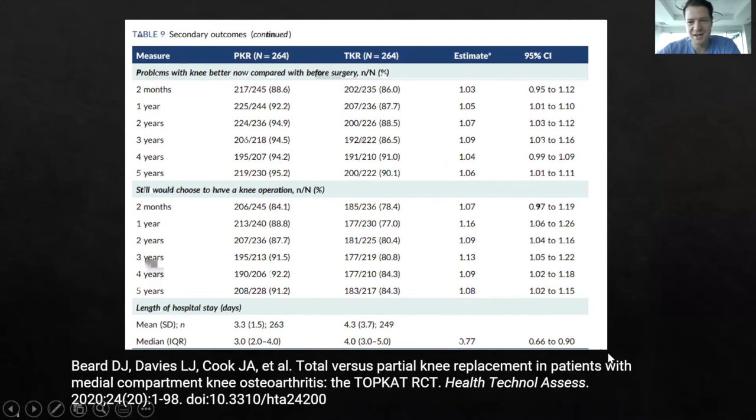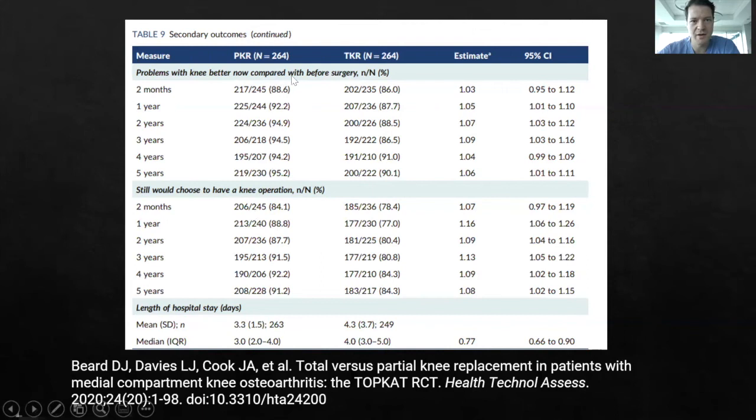It has a lot of data on it, but I want you to focus on this column, which is the partial knee, and this is the total knee. And what they're looking at is patient satisfaction with these procedures. So they ask the patients at various time points up to 5 years after the procedure, does your knee feel better than it was before surgery? Would you still have had this operation now after going through the recovery? And how long did you stay in the hospital after this operation? And so these numbers in parentheses are the percentage of patients who said yes.